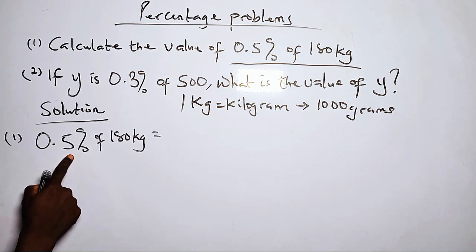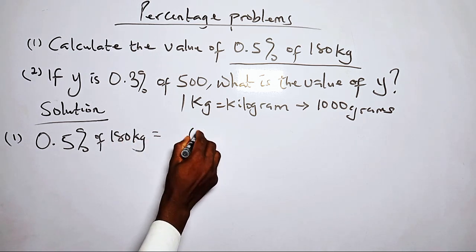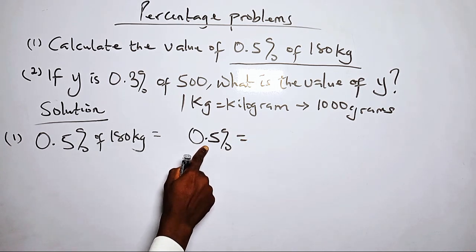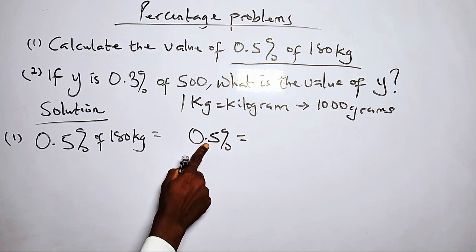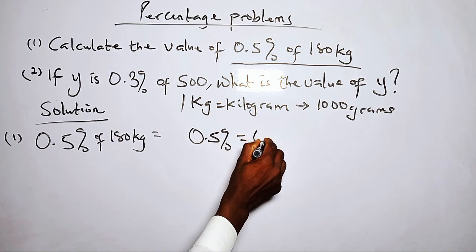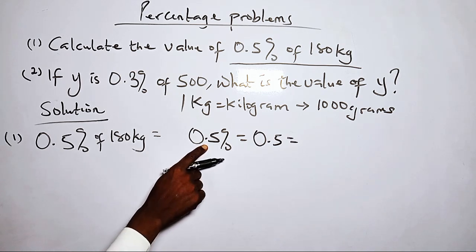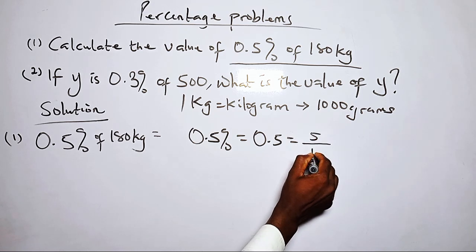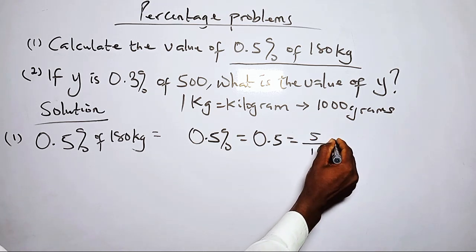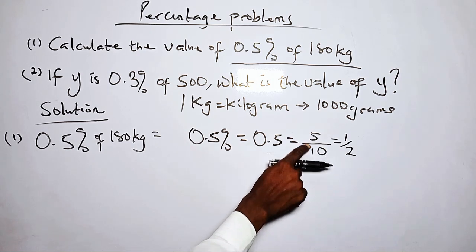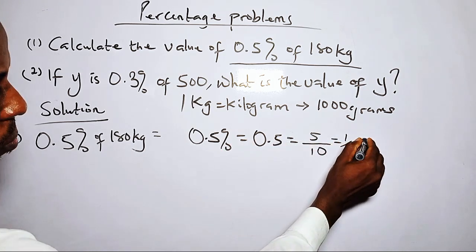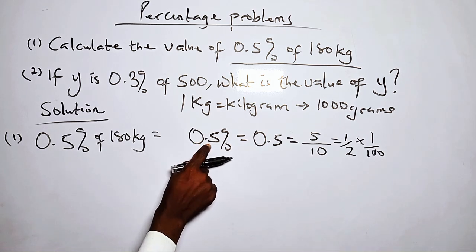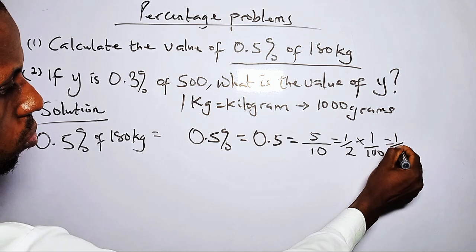So we have 0.5%, okay? So for 0.5%, how do we work out this, okay? When you look at this, it comes with a decimal number, so let us work out 0.5 separately. We need to change this to a fraction, so that is 5/10, or we reduce it as half. When we look at this percent, we multiply by 1/100, because this is a fraction. So when we change this, we have this as 1/200, okay?